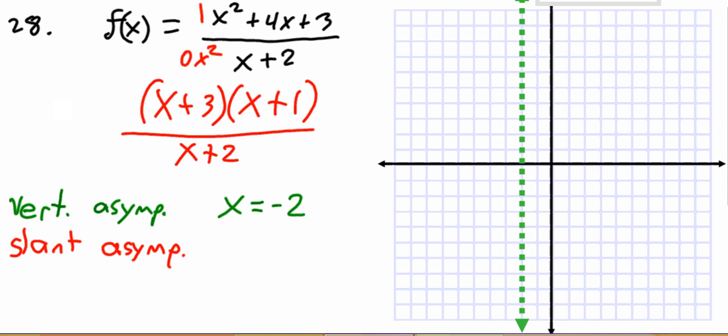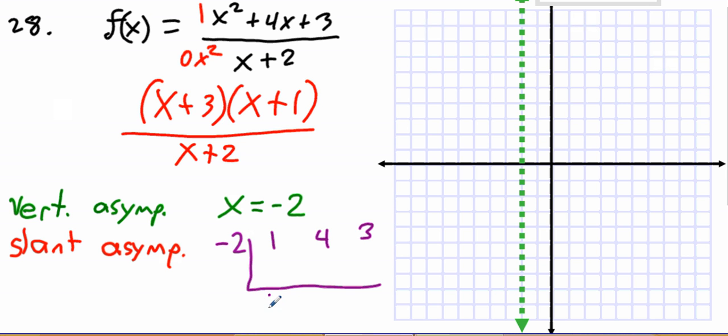To get the equation for the slant or oblique asymptote, you have to do division. We're dividing x squared plus 4x plus 3 divided by x plus 2. Since we're dividing by x plus 2, we can do synthetic division because that's a linear divisor. So we can do synthetic division with a -2 into 1, 4, 3.